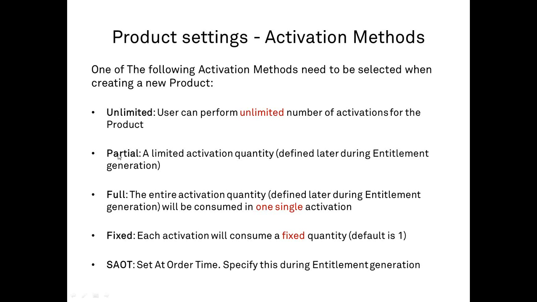Second option is partial. This means that I want to limit the quantity, how many activations someone can use for this product within the entitlement. But the number, how many, will be defined later in the entitlement generation, as I showed you before.